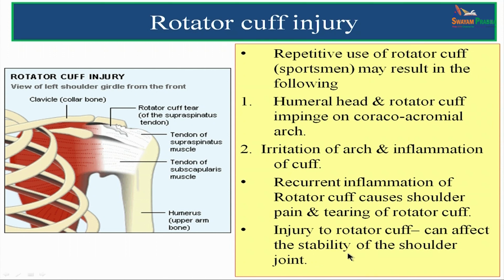Injury to the rotator cuff can further affect the stability of the joint, as it forms one of the most important factors stabilizing the shoulder joint. So you can see here the tendon of supraspinatus muscle, part of the rotator cuff. If this is injured, that can result in damage to the stability of the shoulder joint.